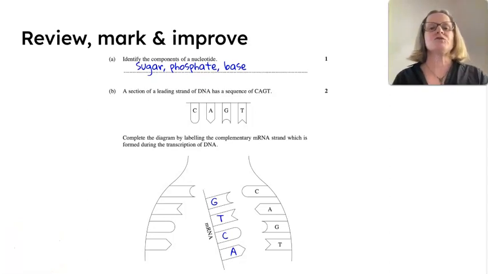Great, so hopefully you saw by looking at the marking criteria that this student has got 1. They have successfully named the components of a nucleotide, identified them, just stated what they are. But they made a mistake down here. They forgot to change thymine to uracil in the mRNA transcribed strand there. So hopefully you noticed that.